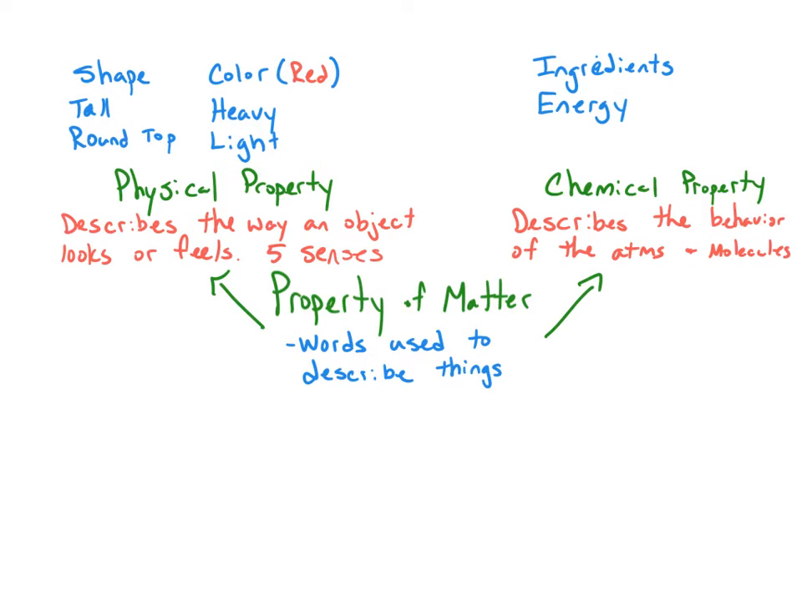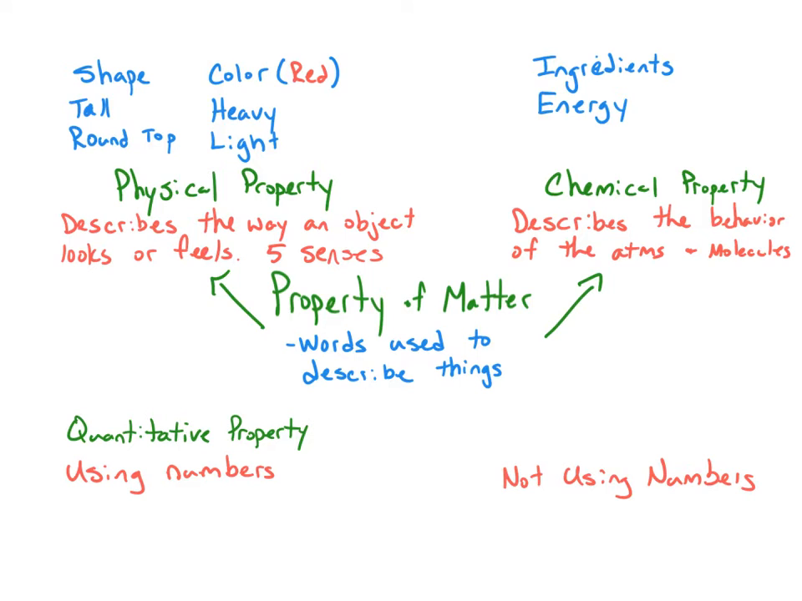There are two other ways that you could describe properties of matter, and these are different than physical or chemical. These are ways to describe matter using numbers or not using numbers. Any property, physical or chemical, that uses numbers is called a quantitative property. Do you see how the word quantitative has the prefix quanta in it, like quantity? You say how many eggs are in a quantity of eggs. You would say there are 12 eggs usually in a quantity. And so if you use numbers to describe something, you are using a quantitative property.